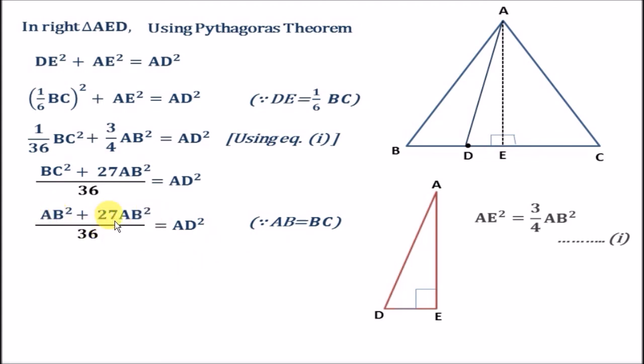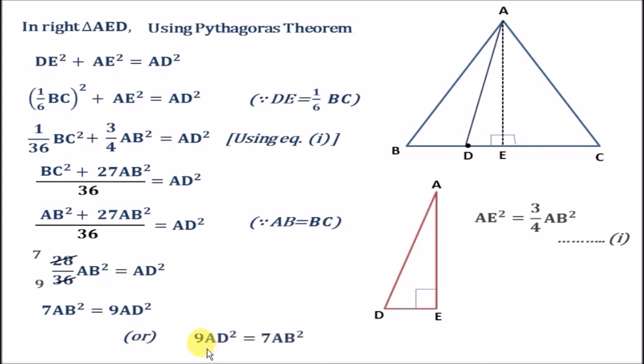1 AB square plus 27 AB square will give us 28 AB square by 36 equals to AD square. 28 and 36 both can be cancelled by 4. Now 4 7s are 28, 4 9s is 36. Taking 9 towards the right hand side, we will have 7AB square equals to 9AD square. Or we can write the same result as 9AD square equals to 7AB square, which is the desired result. So the question is done.